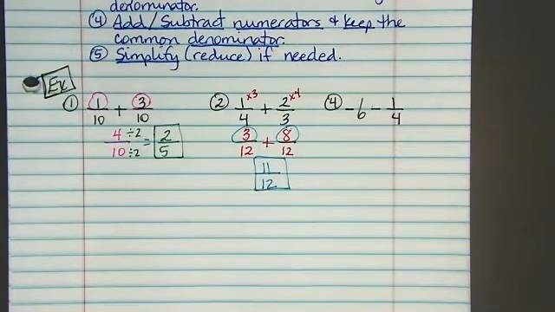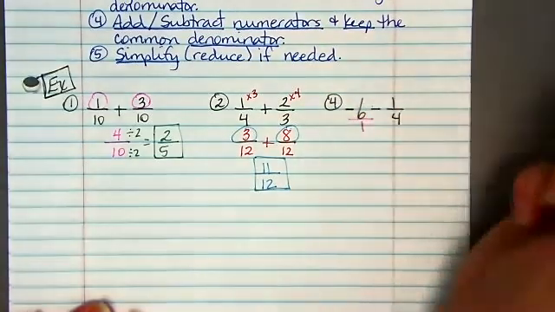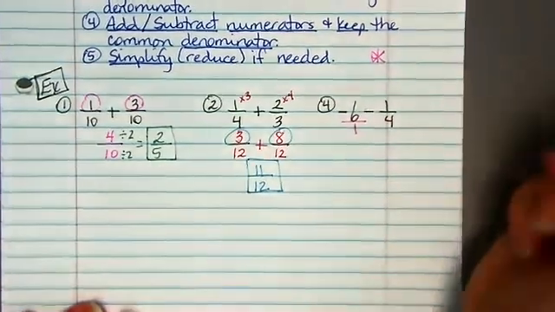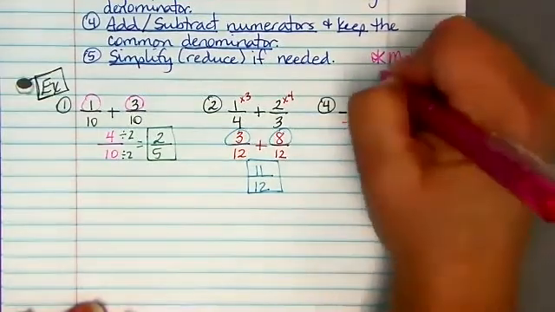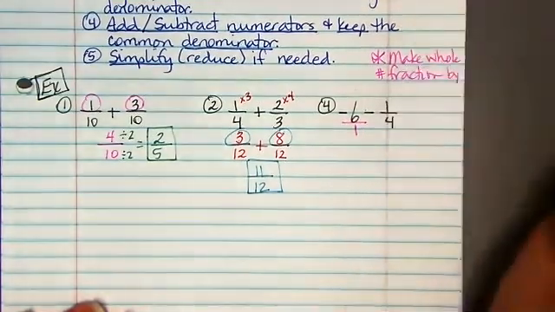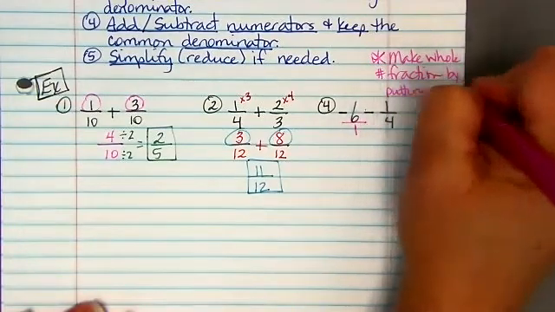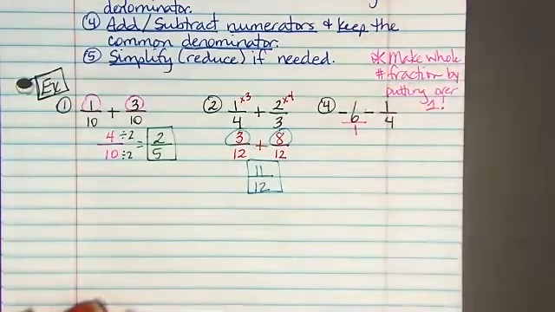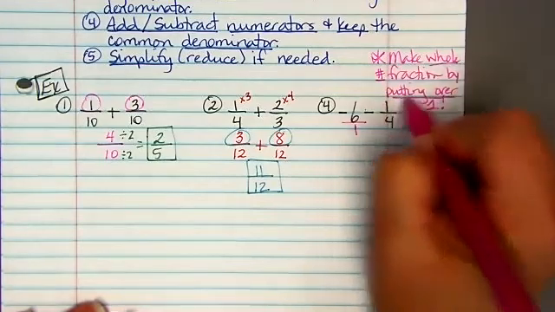All right, so now we've got to think about what is the denominator of 6? How do I make the whole number 6 into a fraction? Anytime you need to do that, you put the whole number over 1. So I'm going to make a little note right here: make whole number fraction by putting over 1. That's how you make a whole number into a fraction. You put it over 1.